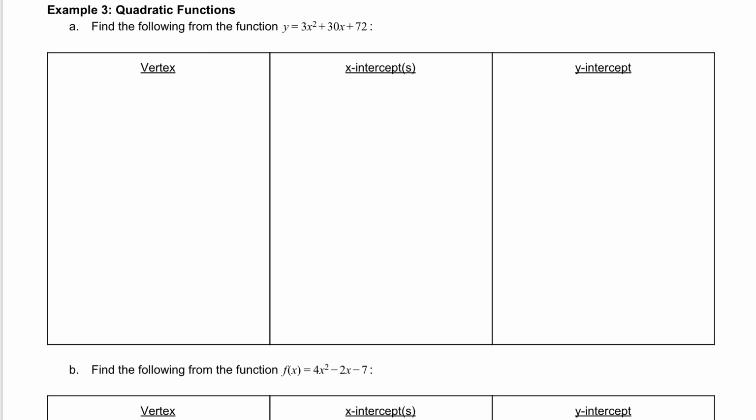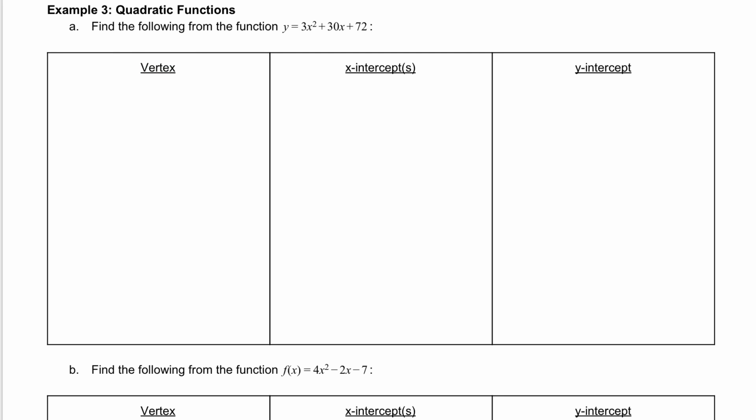In example 3, we're going to fill out the chart. It says find the following from the function y equals 3x squared plus 30x plus 72. We want to find the vertex, the x-intercepts, and the y-intercept. So given our function, the first thing to do, we can find the vertex.